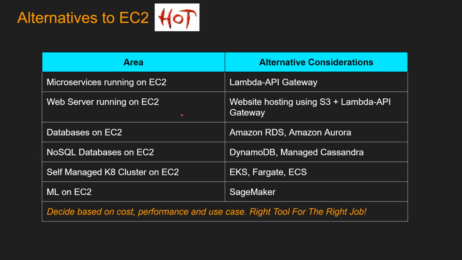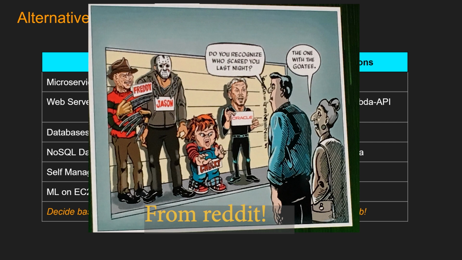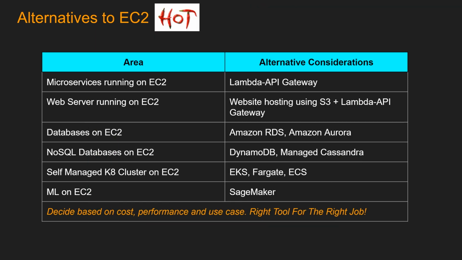Web server running on EC2. You can do website hosting using S3, and you can use Lambda and API Gateway for the dynamic content. Databases on EC2. You should always migrate to a cloud native service when you can. So you should migrate to Amazon RDS and Amazon Aurora. Especially if you are running something like Oracle on EC2, you should look into migrating to Amazon Aurora, which provides the security, availability, and reliability of commercial databases at 1/10 the cost. NoSQL databases running on EC2, you should think about migrating to DynamoDB or managed Cassandra.